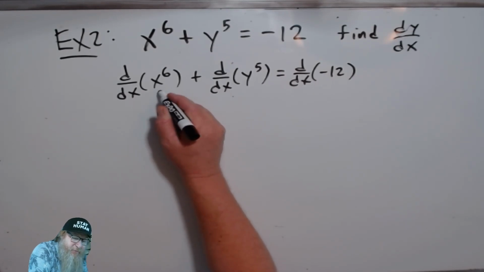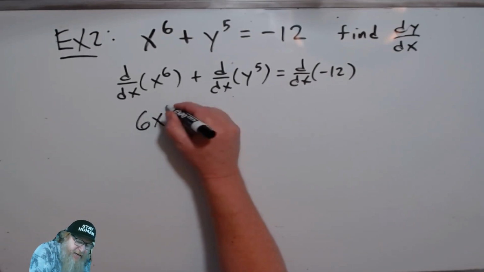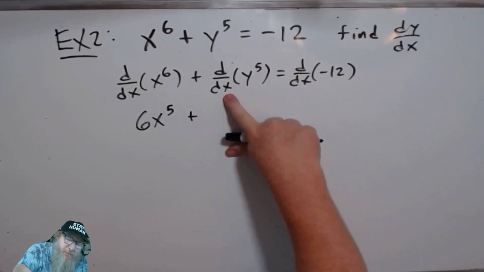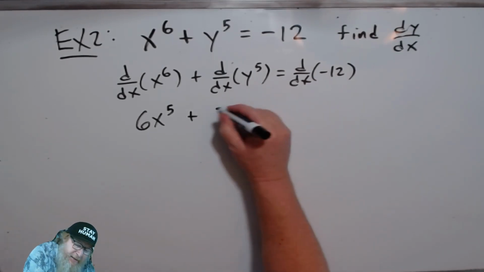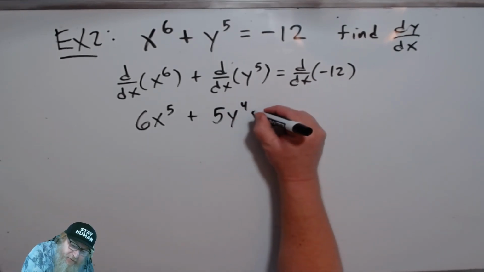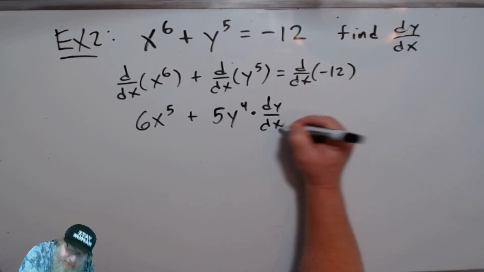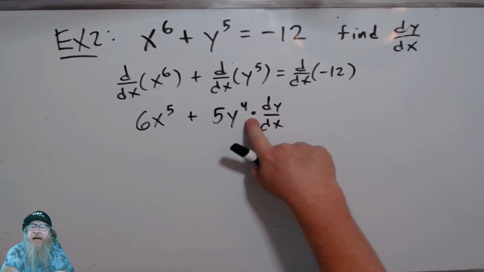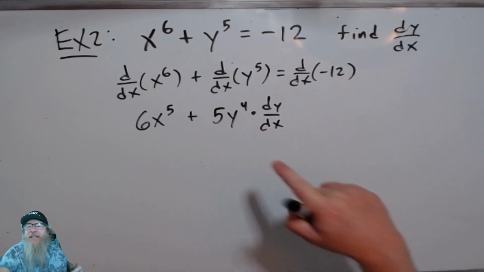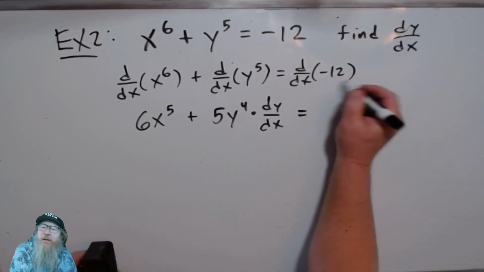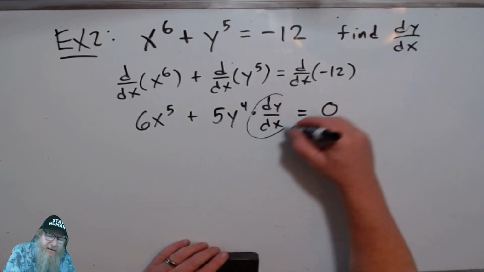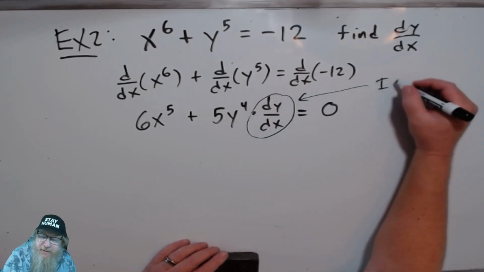So the derivative with respect to x, well, that's just 6x to the 5th. Done. Easy. Now the derivative with respect to x of a y, you take the derivative and then you put dy dx. That's the chain rule. You don't really need the dot, but I like to have the dot to remind me that that's being multiplied. And then the derivative of a constant is 0. And then now you want to isolate dy dx.